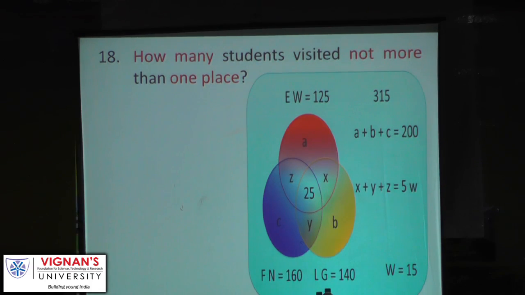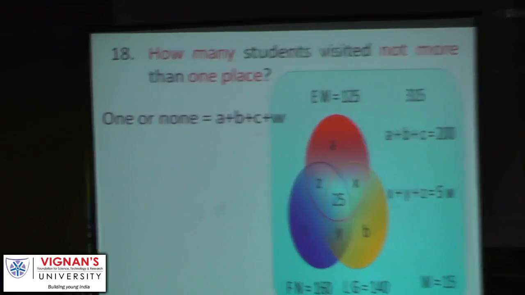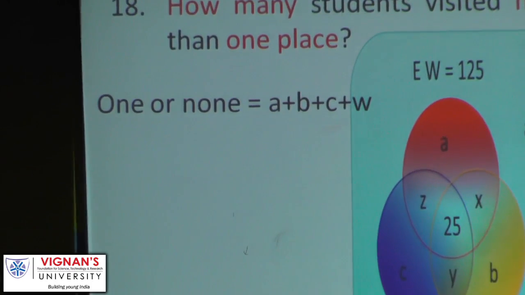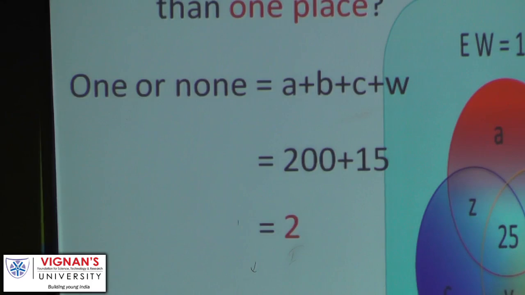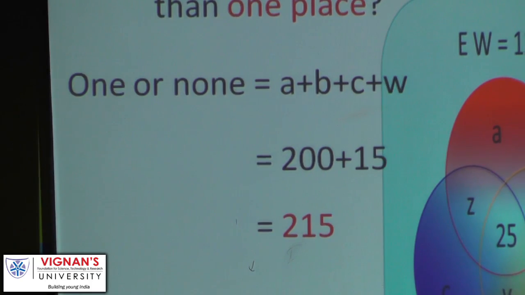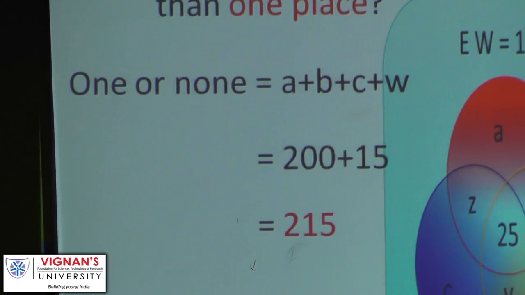So what are we supposed to count here? Exactly 1, what is that? A plus B plus C, and what else do we add? We add W. So A plus B plus C, 1 or none, is A plus B plus C plus W. A plus B plus C is how much? 200. So with W, what is the answer? 1 or none is 215. Next one.